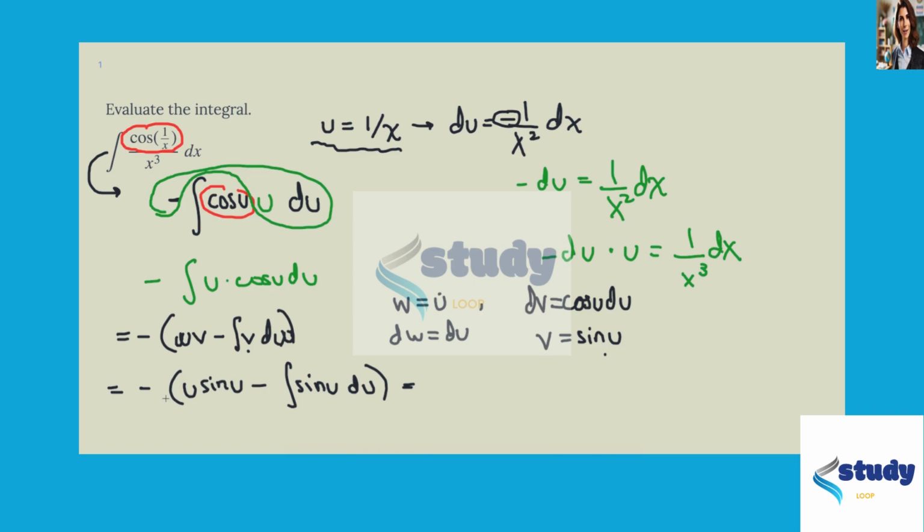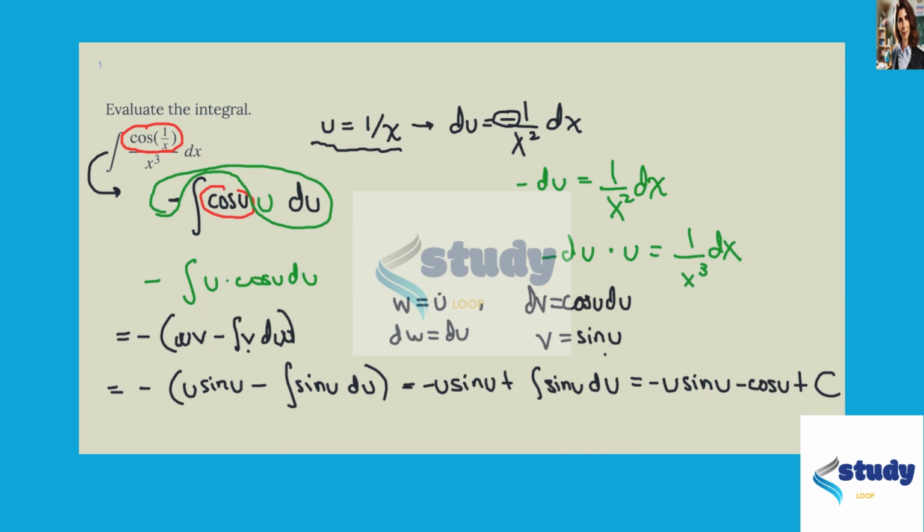So now we can go ahead and distribute the minus sign. So that's a negative u sine u plus integral of sine. So that's negative u sine u minus cosine u. And now don't forget to add your constant c.